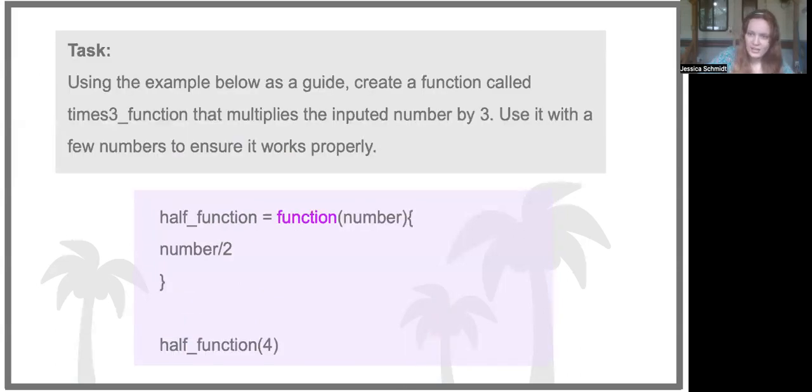Okay, so your next task is to create a function called times3 function that multiplies an inputted number by 3. You can use my amazing complicated half function code as a guide if you like, but I want you to do times3 function. And please also test out your new function to make sure that it actually works. Pick any number and see if it will multiply it by 3. So please give that a go.